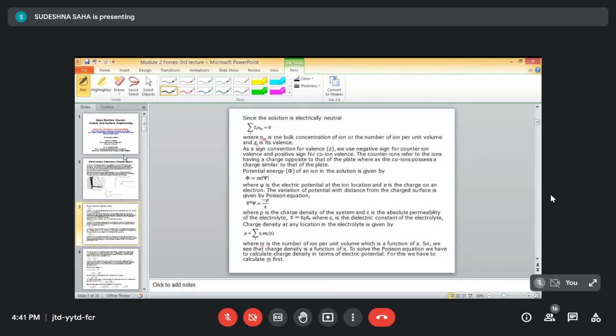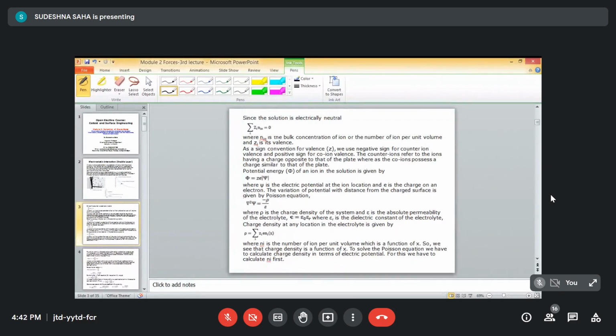Where psi, I have already mentioned, is the electric potential at an ion location, and e is the charge on an electron. The variation of the potential with distance from the charged surface is basically given by the Poisson equation, which can be written like this: del square psi equals to minus rho by epsilon, where rho is the charge density of the system, and epsilon is the absolute permittivity of the electrolyte.